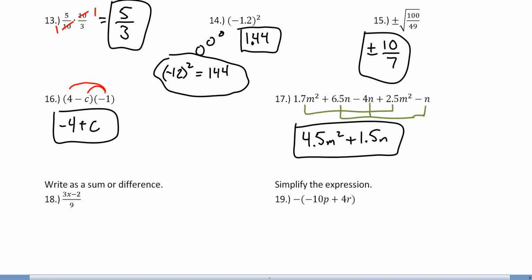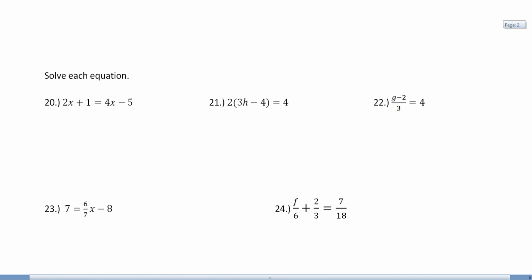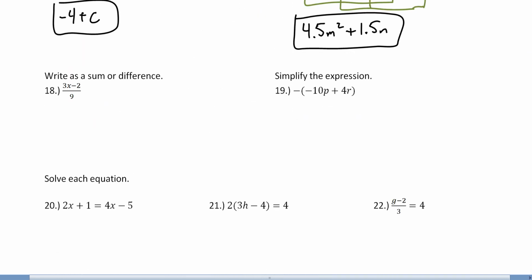This one, the directions are a little bit strange. Oh my goodness, sorry, my scrolling technique is not going well. But it says to write it as a sum or difference here. Really, it's asking me to do my distributive property with division. And so I just divide each of these. I do the 3x divided by 9, and then I do the 2 divided by 9. And so here I just reduce. This is actually a 1/3 x minus 2/9. Okay? But it's just our distributive property with division. Here again, when you see a negative out front, that's basically like a negative 1 that's hanging out there.